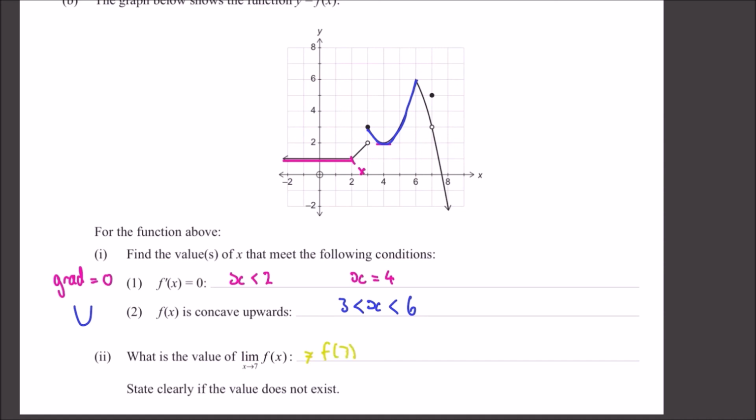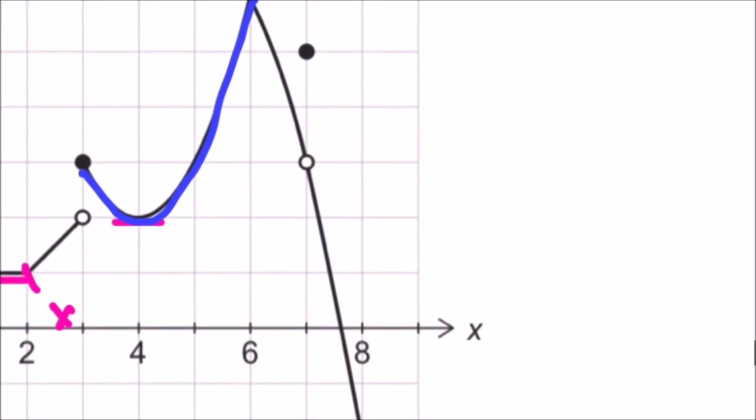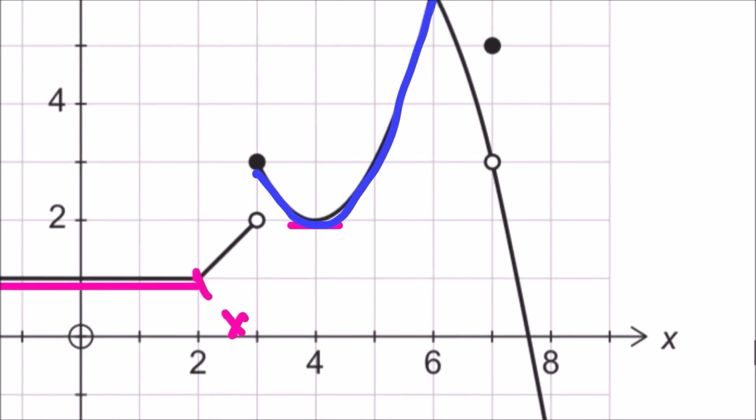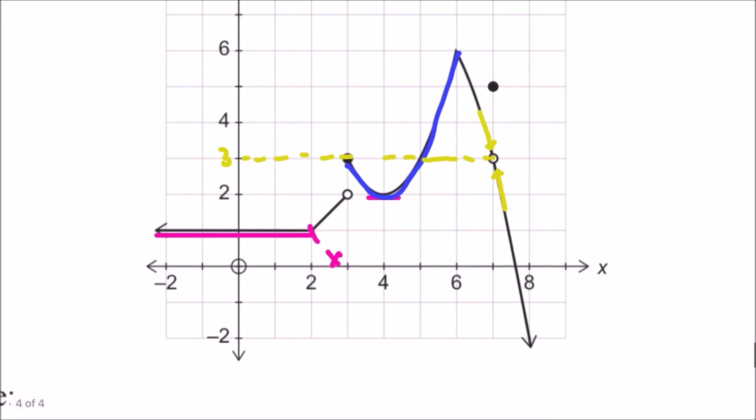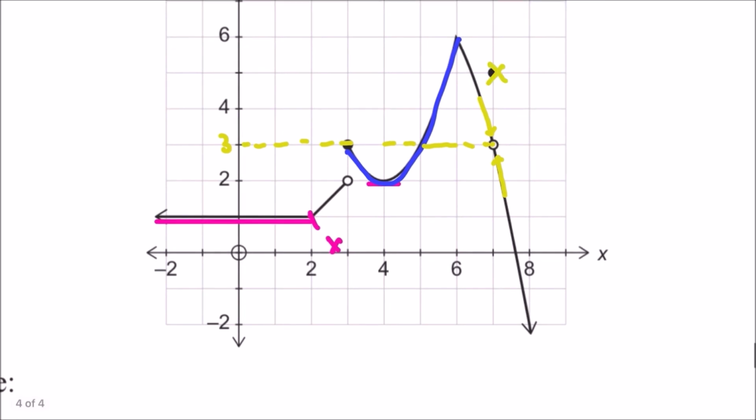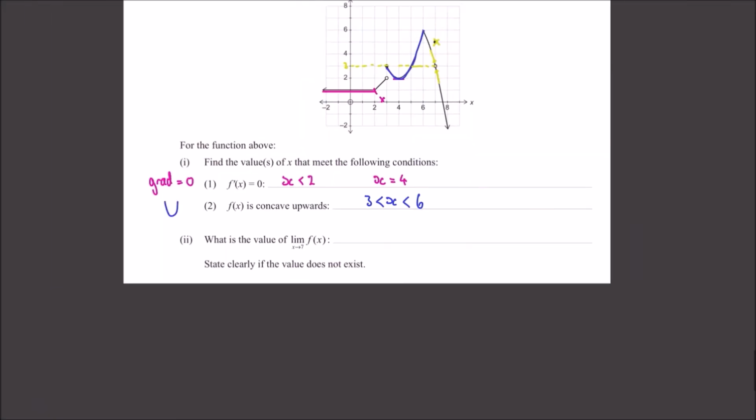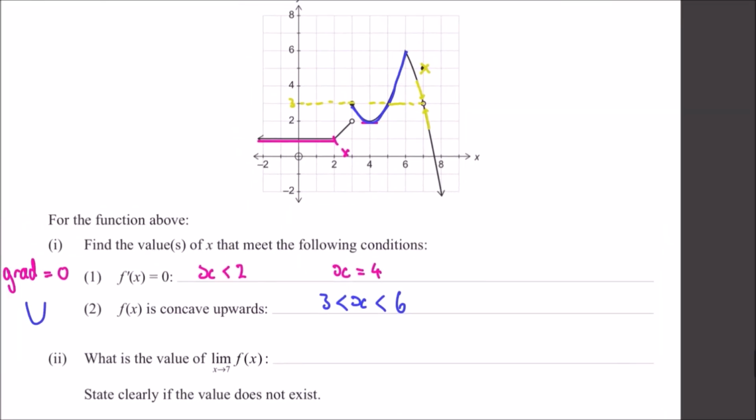The last bit says the limit as x approaches 7, not to be confused with the value of the function when x is equal to 7. We want the limit, so it's not the same as that. To find the limit, we just look at which way the function is heading when we get close to 7. So 7 is just there, we're heading towards it, and we're heading towards that point as well. Since we're going towards the same point as we get closer and closer, they're both heading towards the value of 3. So the limit for this function is 3.